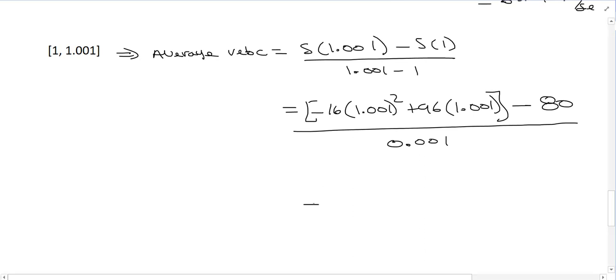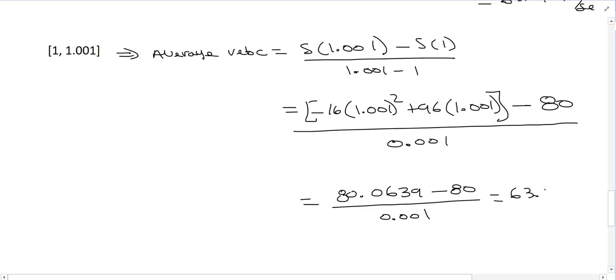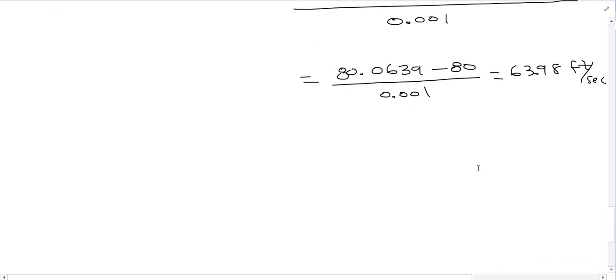After we put this on our calculators, we get for s of 1.001, 80.0639, and then minus 80 over 0.001. When we do that computation, you should get 63.98 feet per second. Don't forget your units. So do we have a guess for the instantaneous velocity at 1? Let's summarize what we have. So on the interval 1, 2, what was our average velocity?